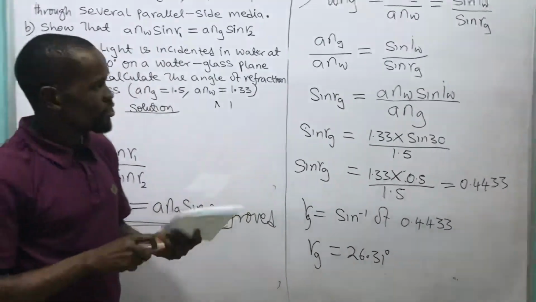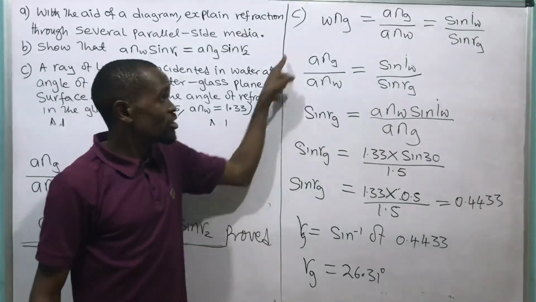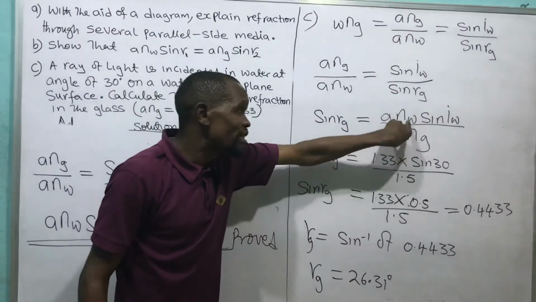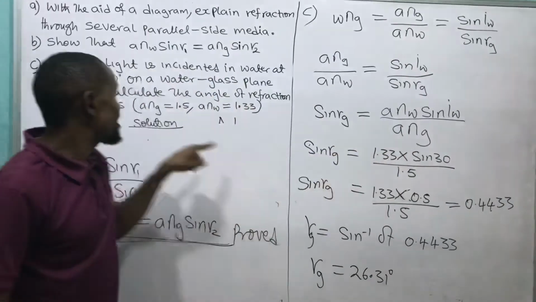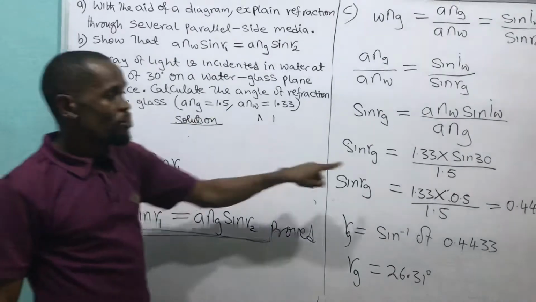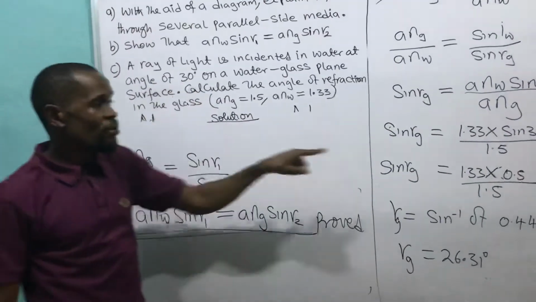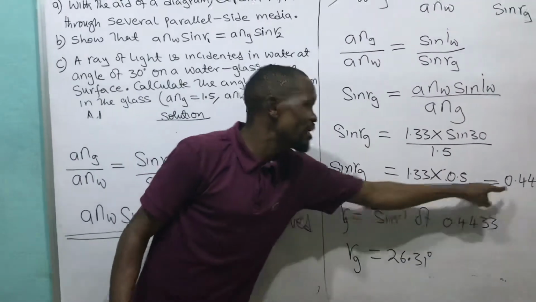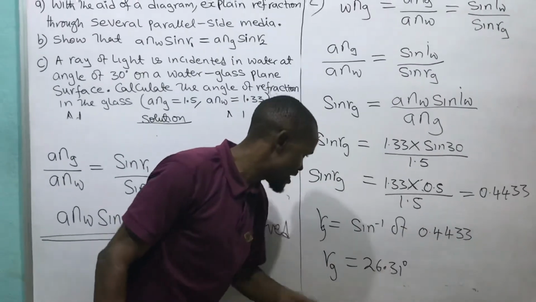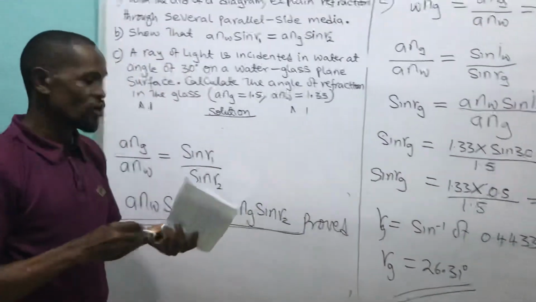I think we are clear on this. I'm making the subject of the formula right now here. You know how to make the subject of the formula by cross multiplication. And then substitute the values. The refractive index of water and the refractive index of glass are given to me, so we put them here. Then the incidence in water, which is given as 30, I put it here, find the sine and multiply together. I will have this. And this will give me sine inverse of this, and that lands me on this. And that's the answer to what they asked me in the second question.